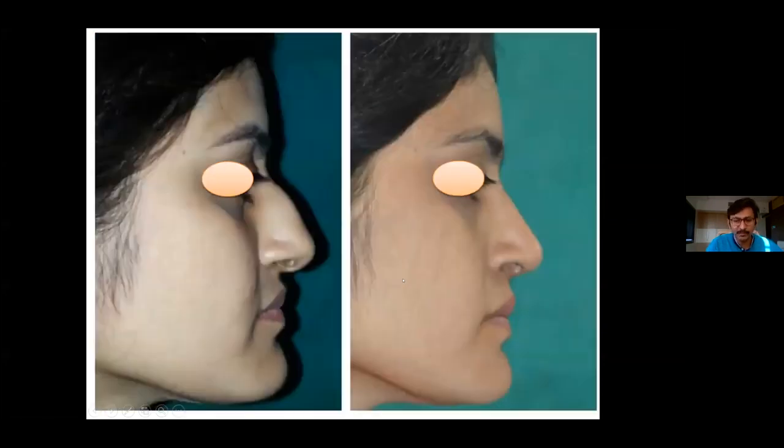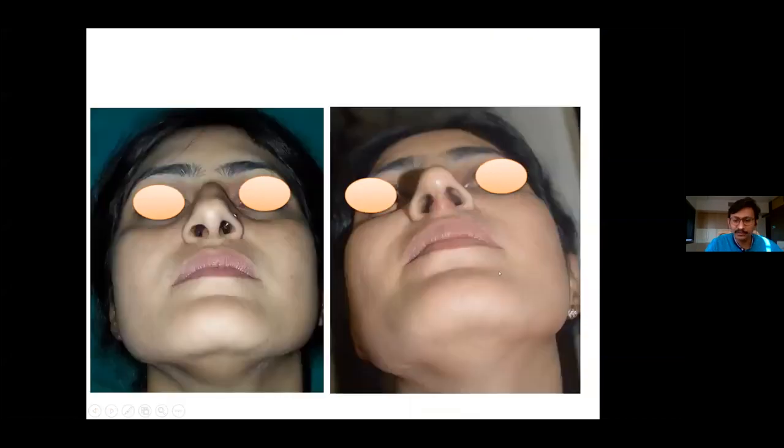So in front view, as you can see here, we could nicely control the tip width, also the hanging columella. Now this is a nice gull wing shape, a gull wing in flight shape. We could nicely treat the hanging and the boxy tip, which is also gone.